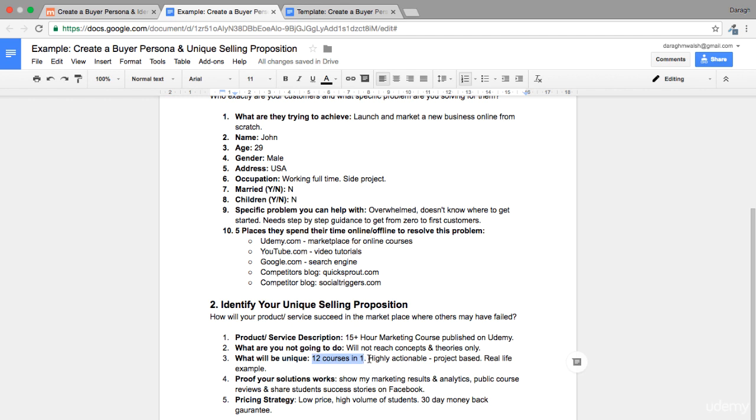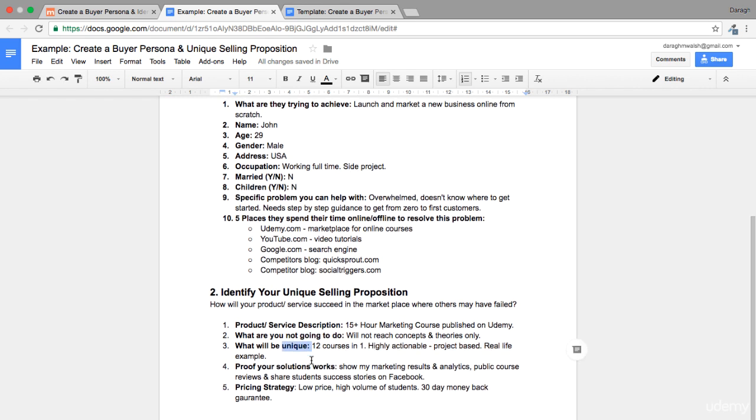Okay, so also it's unique because it's highly actionable, it's project based, and you've got that real life example running through every single section of the course. So just something I'd never seen done before. So I think that really makes it unique as well.